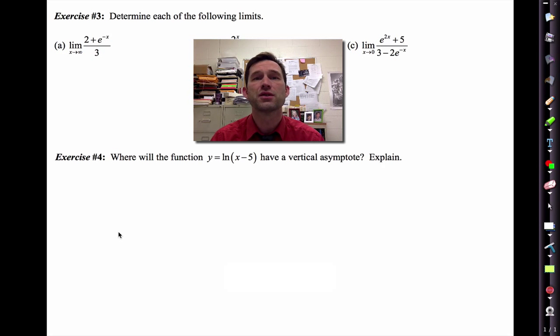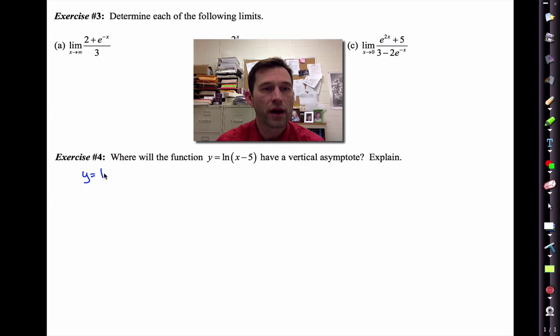I think that most of my students can get this problem, so I'd like you to pause the video right now, take a few minutes, and see if you can answer it. Okay, hopefully you figured out that ln of quantity x minus 5 has a vertical asymptote at x equals 5. And let's take a look why.